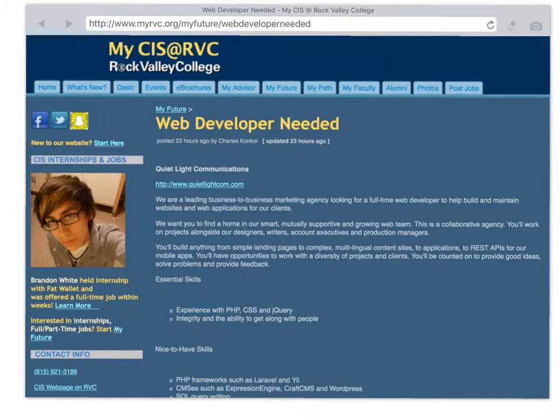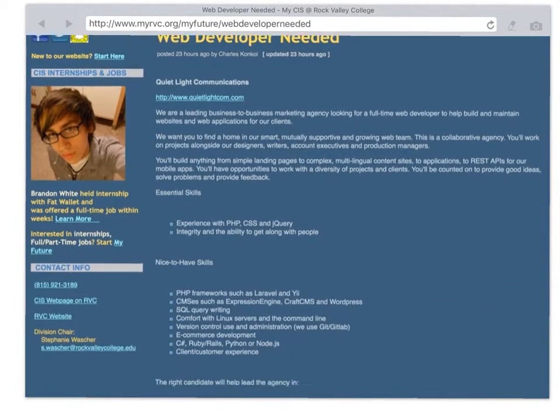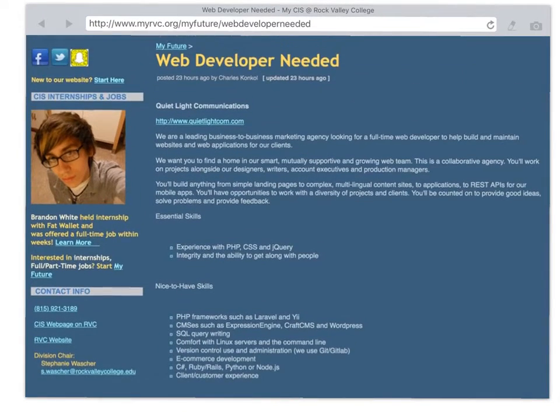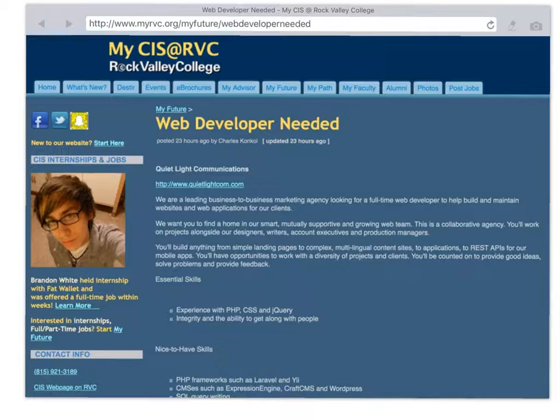So if you're interested, read the information about the job. It has a link to the website, and then it's mostly PHP. If you don't know PHP, they'll even teach you that. If you know basic HTML, SQL, CMS, CSS, stuff like that. So anyway, that's the first one.